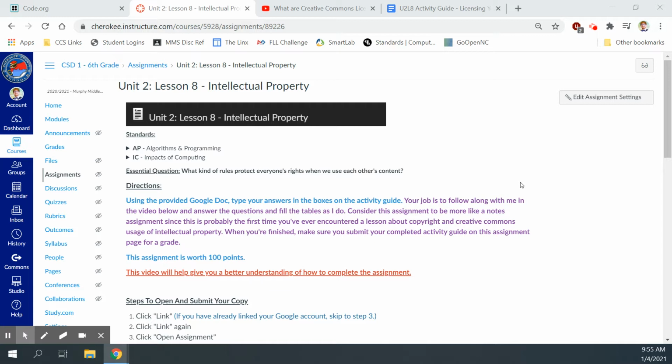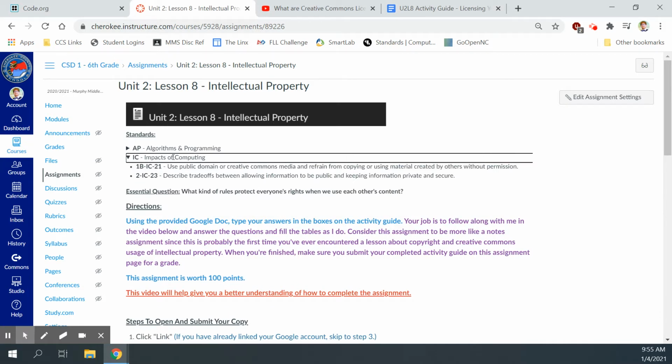So, like for Disney, for instance, Mickey Mouse is intellectual property. Or for Nickelodeon, right? SpongeBob is intellectual property that they own and that they can make money off of, but no one else can because it's their intellectual property. All right, so let's get into this.